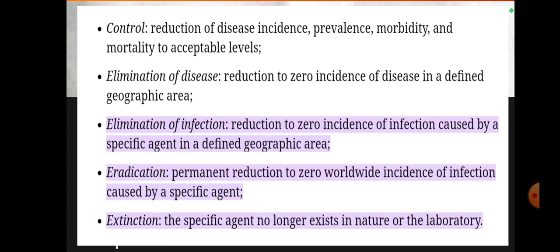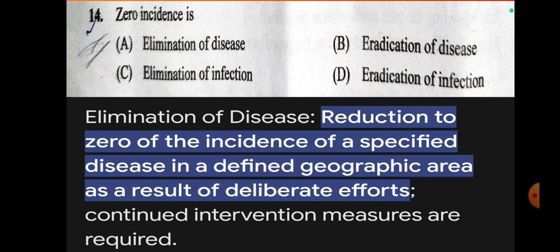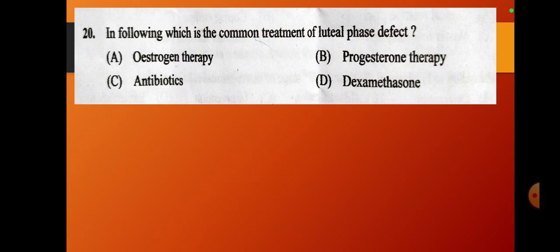Extinction means the specific agent no longer exists in nature or the laboratory. So the answer is, zero incidence is elimination of disease. Option A, elimination of disease.